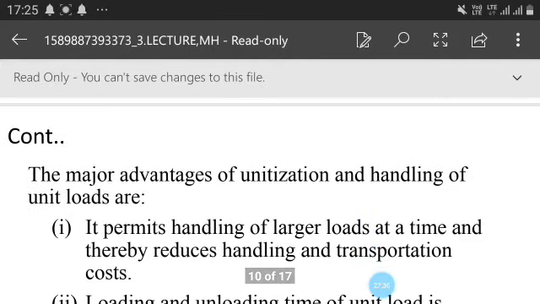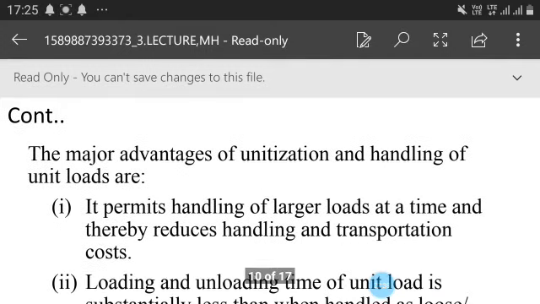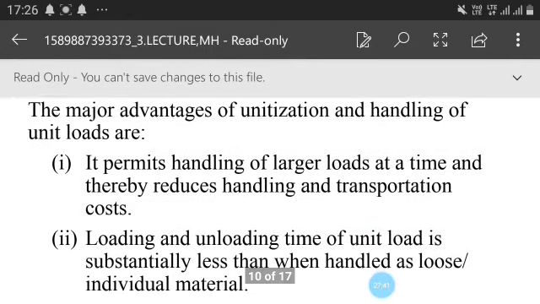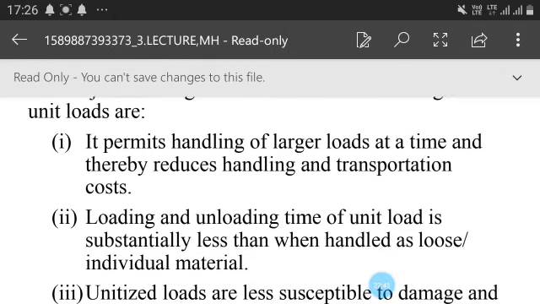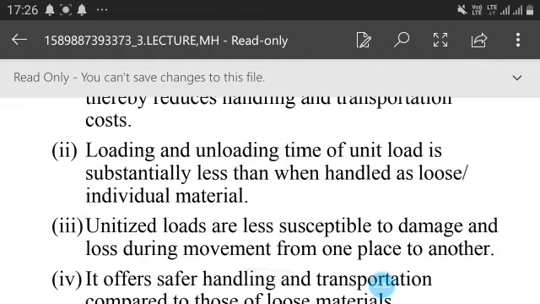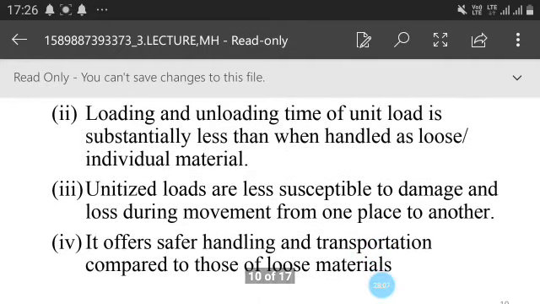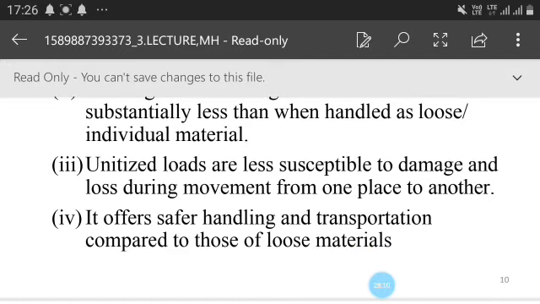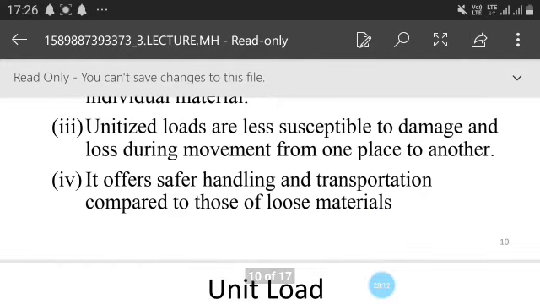The major advantage of unitization, the handling of unit loads, is that it permits handling of larger loads at a time, and thereby reduces handling and transportation cost. The loading and unloading time of a unit load is substantially less than when handled as individual loads. Unitized loads are less susceptible to damage and loss during movement from one place to another place. It offers safer handling and transportation compared to loose materials.